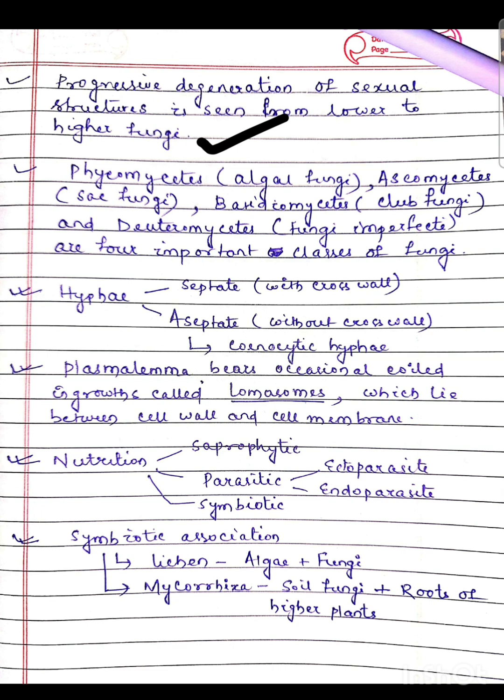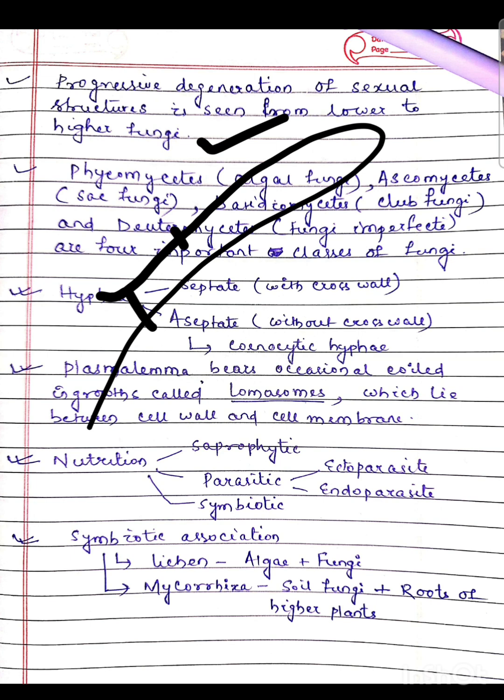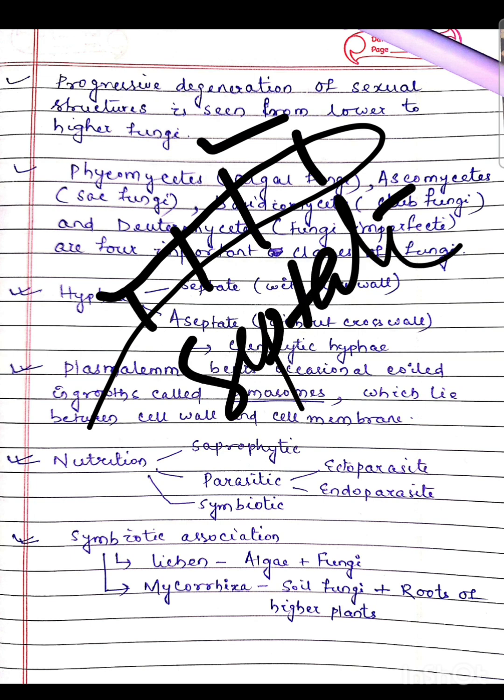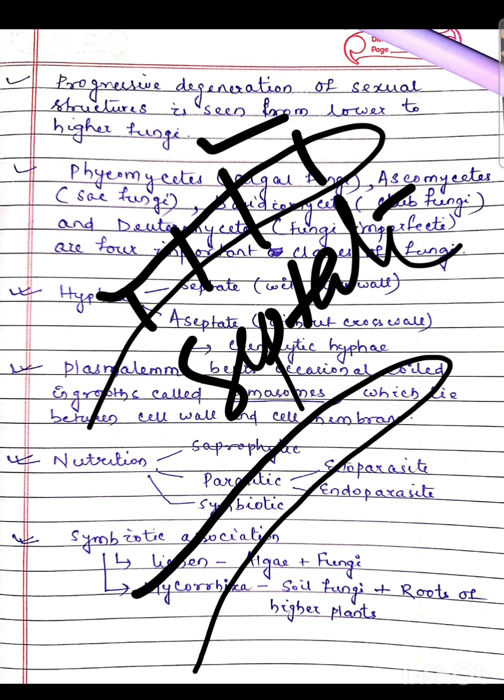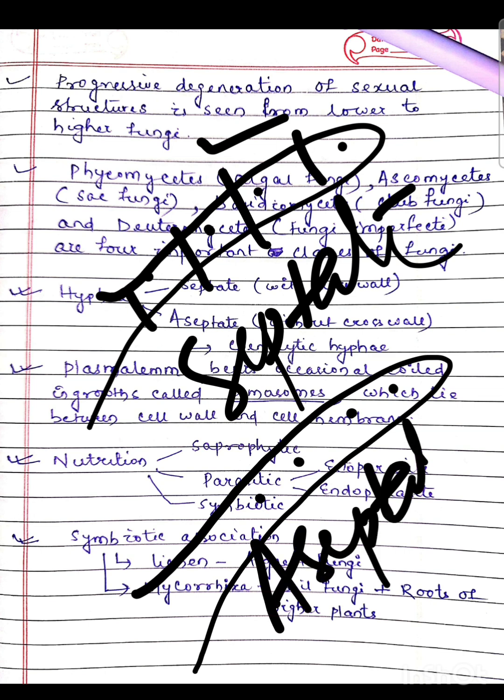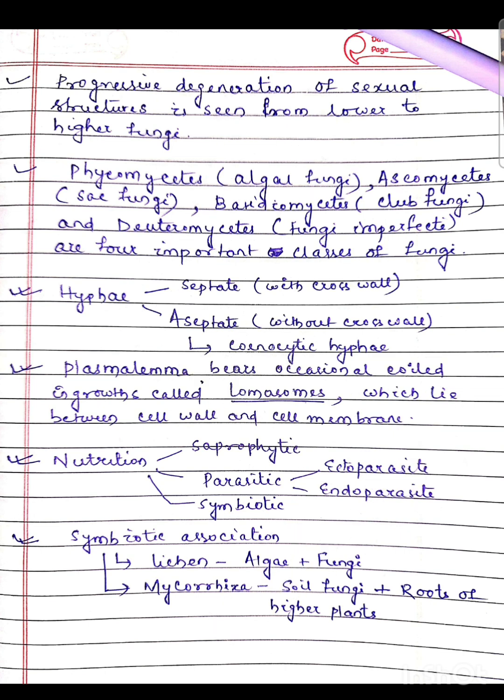Then fungal hypha may have cross walls. Suppose it is a fungal hypha, they have cross walls, called septate. Sometimes the whole hypha lacks cross walls, so all the nuclei are present in a single cell, called aseptate or coenocytic condition. Then the plasmalemma bears occasional coiled ingrowths called lomasomes. These are specific structures present in fungi, which lie between cell wall and cell membrane.